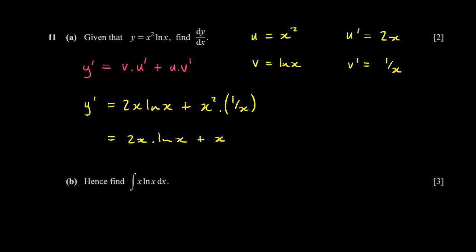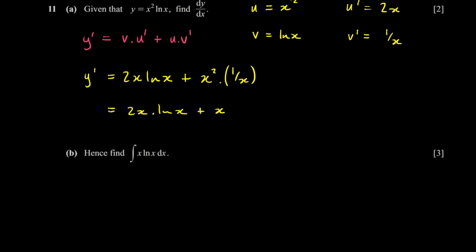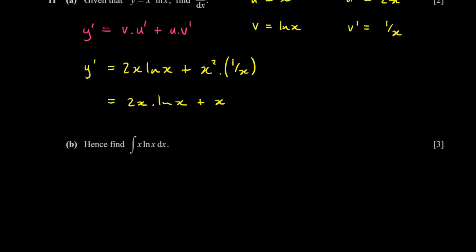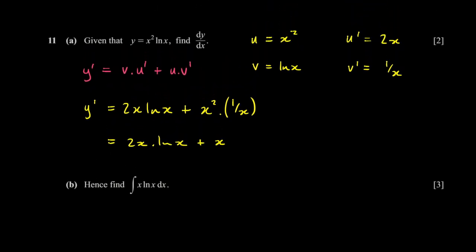Now then, part B, hence. Whenever you've got this situation, what you want to do is take part A and rewrite it as an integral. Let me try to explain that. If you differentiate this function here and you get that function, it means that if you were to integrate this thing, you would go back to that, because integration is the reverse of differentiation.